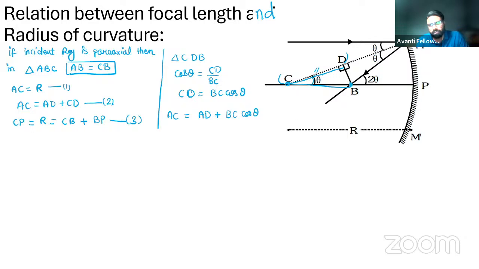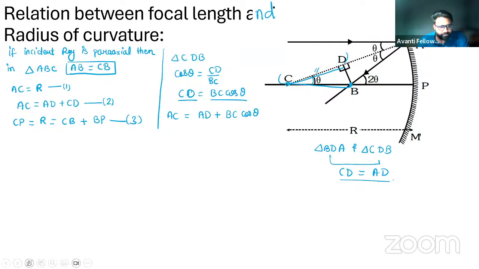Clear? Now, in triangle BDA and triangle CDB, ठीक है, इन दोनों ट्राइंगल की वजह से we can also say that CD is also equal to AD. ठीक है, अब देखो CD की वैल्यू हमारे पास पहले ही है, BC cos theta. Put it here in this equation. So AC would become, as AD is nothing but CD and CD is nothing but BC cos theta, 2BC cos theta. Now from this equation, BC is coming out as AC, which is nothing but the radius of curvature, upon 2 cos theta.